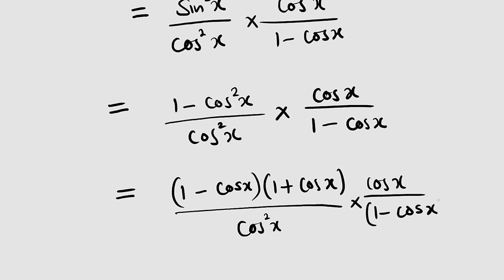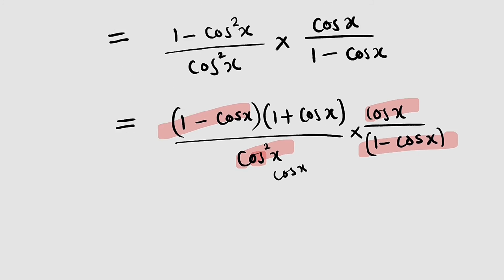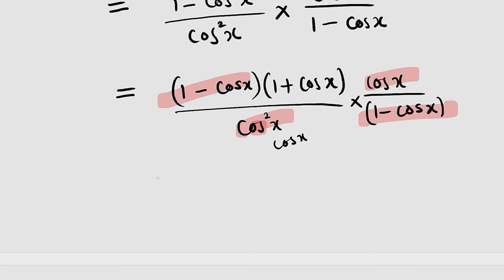From here, let us perform a cancellation. This will take care of this, right? And this can go into this cos x times. So we are going to be left with cos x here, because this is cos squared x, meaning cos x times cos x. So what do we have left? We have this divided by this: 1 plus cos x divided by cos x.